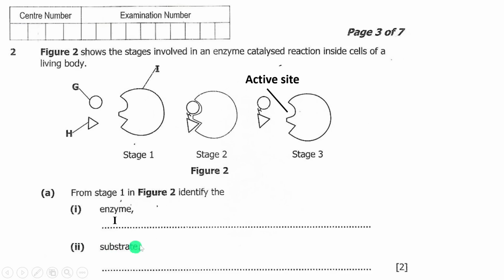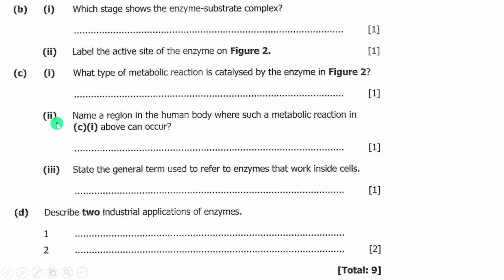Then part 2, substrate. Okay, so substrates are these two things here that are being combined to produce one substance here. So G and H. So you can say G or H. Any of these can qualify to be a substrate. So let's proceed to the next question.